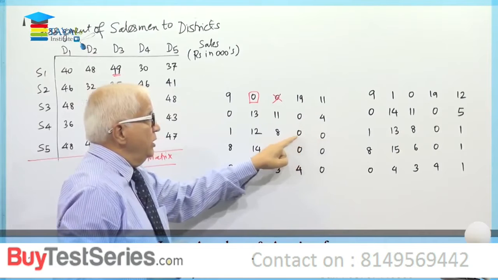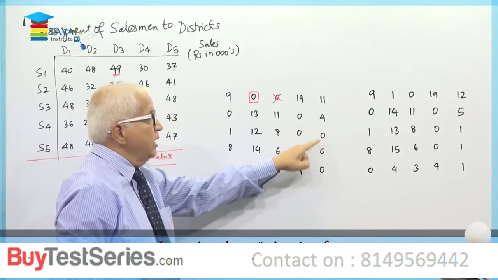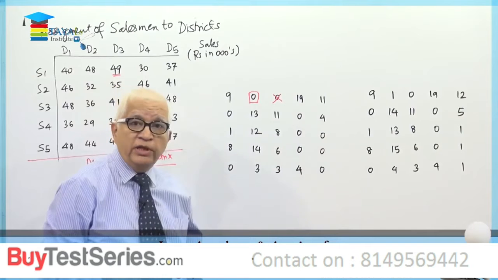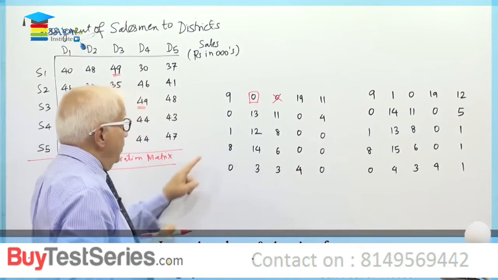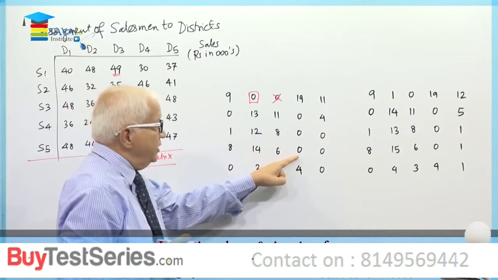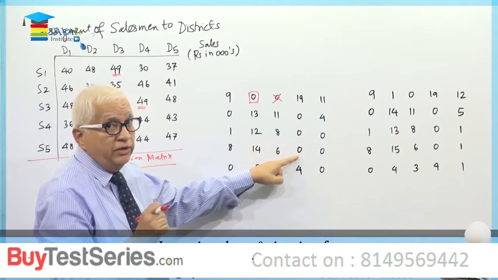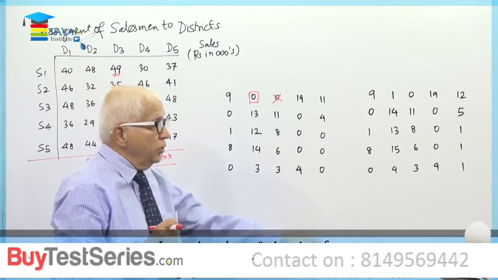This 0 is similarly not unique because of this and this and this. So I cannot make an assignment. So row number 3, I cannot make an assignment. Row number 4, I go, I find this is the first 0. This is not unique because there are zeros above it. There are zeros to the right of this. This is not unique.